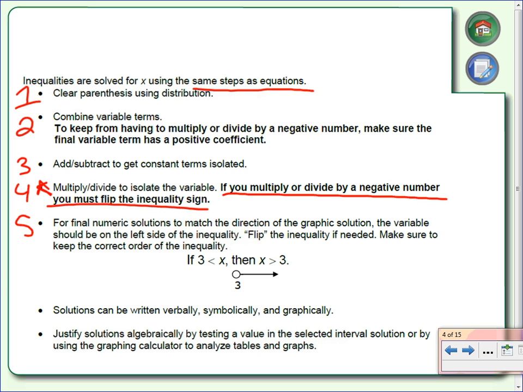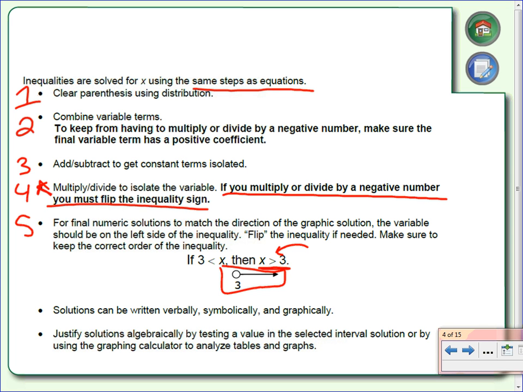Step 5, what we're going to be doing is writing the answer in 2 different ways. One of the ways is like this, and another way is using a graph. And I'll show you how both of those work here in a minute. Now notice here when we write the inequality, we want to go ahead and have the x on the left side of that inequality. So if for some reason it's on the right, we're going to fix it so that it's on the left.